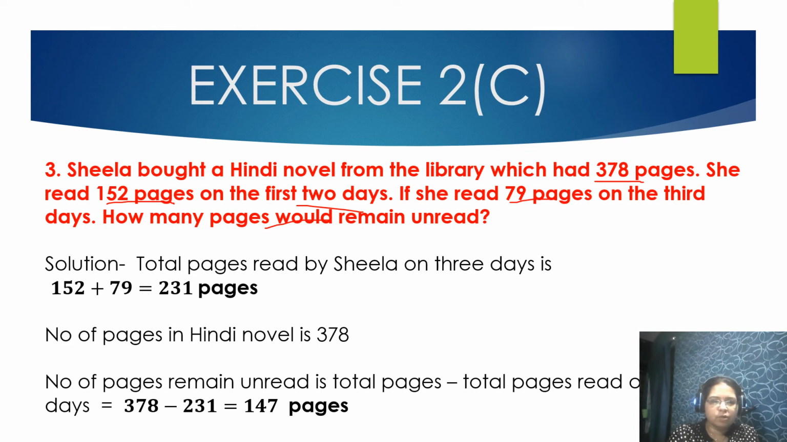It is given that total number of pages in Hindi novel is 378, and number of pages Sheila read on first 2 days is 152, and number of pages Sheila read on the third day is 79. So total number of pages Sheila read in 3 days is 152 plus 79 equal to 231. So total number of pages Sheila read on the first 3 days is 231.